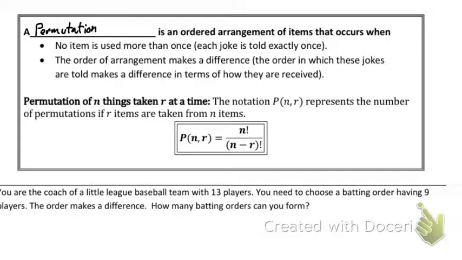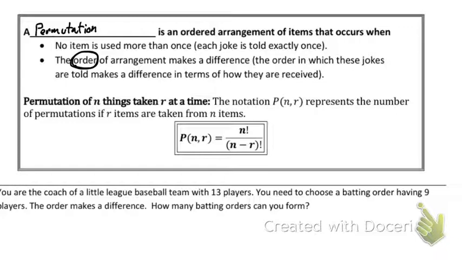A permutation is going to be a way for me to pick a whole list of things and say, I want to do 4 of these. I want to tell 4 of these jokes. I want to tell 2 of these jokes. Now, a permutation is an ordered arrangement of items that occurs when no item is used more than once. In this case, each joke is only told once. The order of the arrangement makes a difference. The order in which these jokes are told makes a difference in terms of how they are received. So order matters. Once again, permutation leads to order.